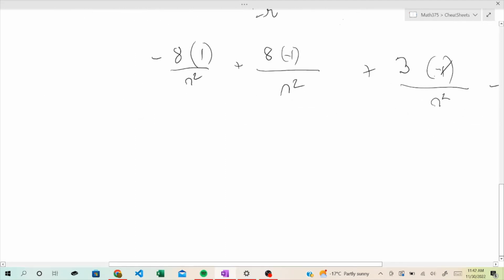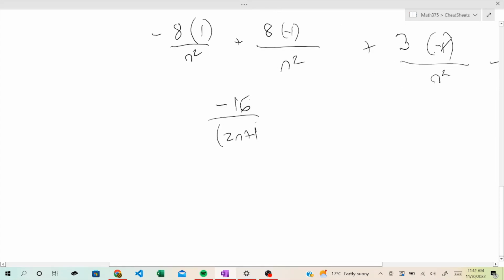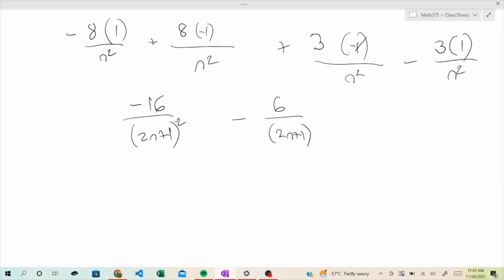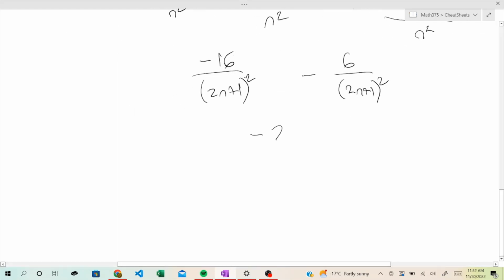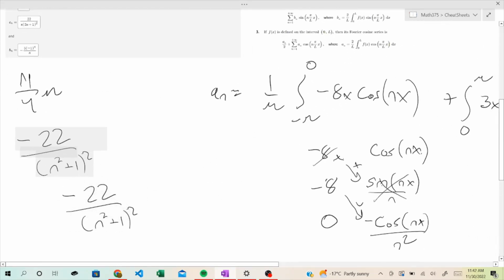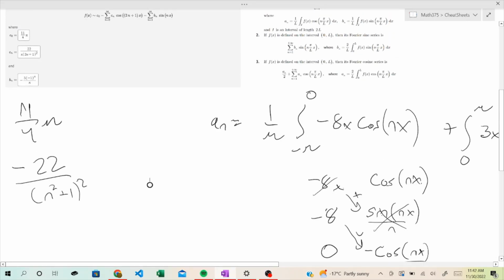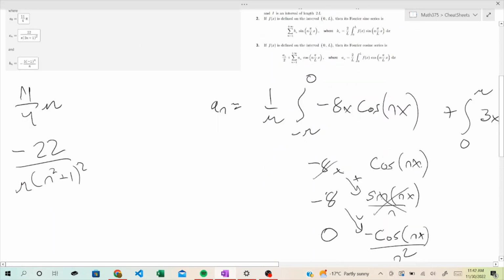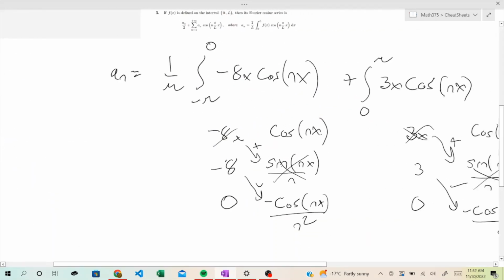So adding all those up, this is negative 16. Again, n has to be odd, so 2n plus 1 squared, minus 6 over 2n plus 1 squared. This becomes negative 22 over 2n plus 1 squared, which is right here. Oh yeah, you have to multiply it by 1 over L, so 1 over pi. And then they prefix it with a negative, so this becomes positive.